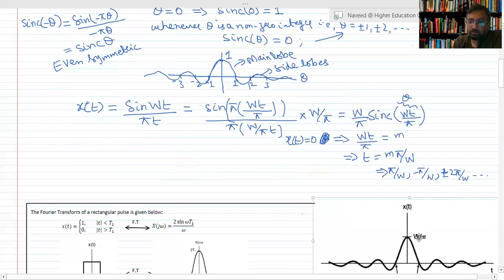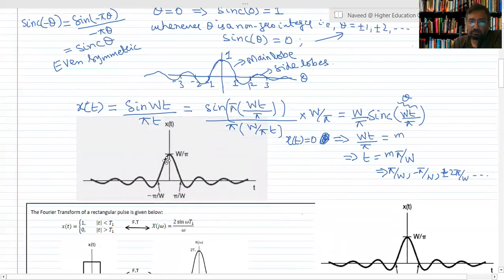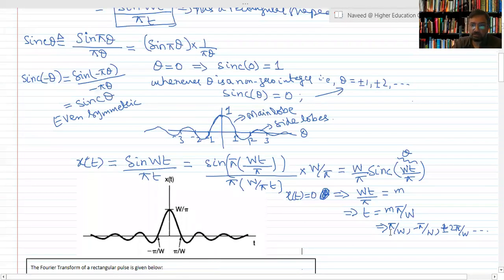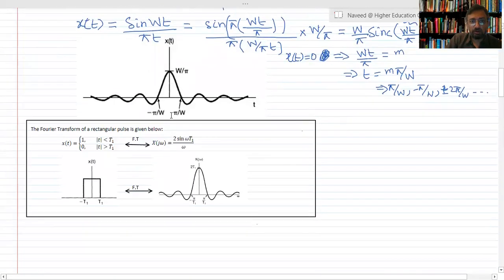And I already have a plot here. The plot of this function looks like this. We have just evaluated that at t equal to 0 we get W over pi, and the zero crossings occur at pi over W, minus pi over W, and so on. So this is an interesting function, and we frequently encounter it in signals and systems as well as in Fourier analysis.